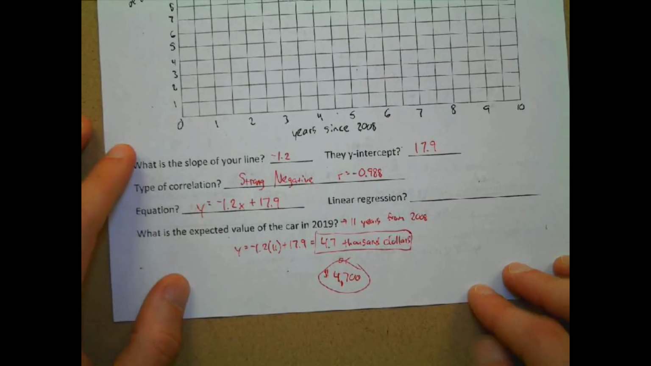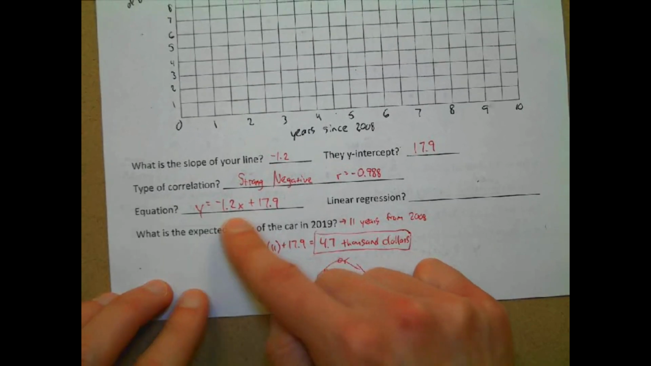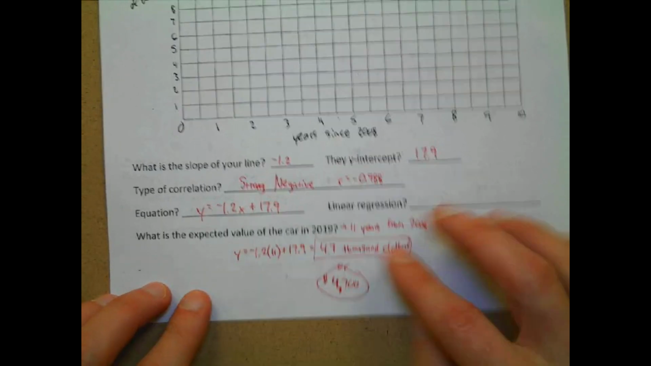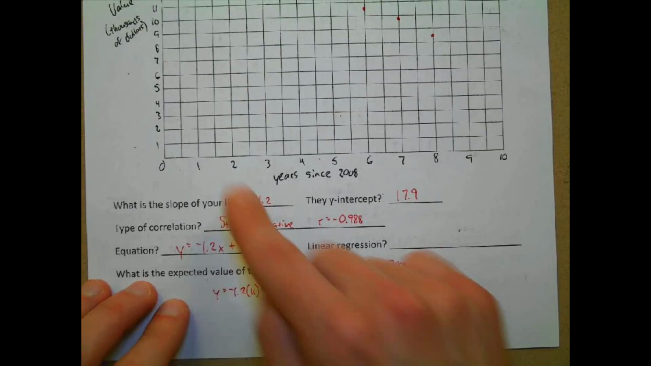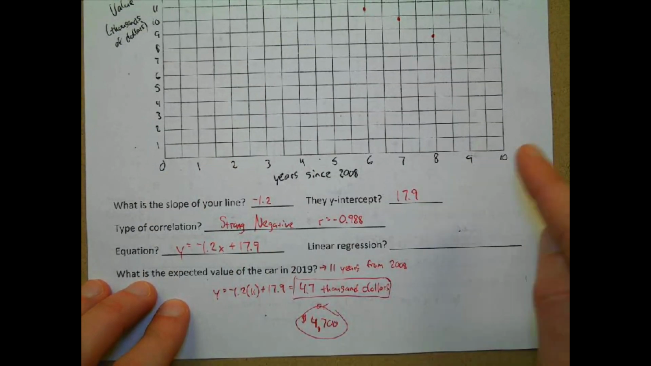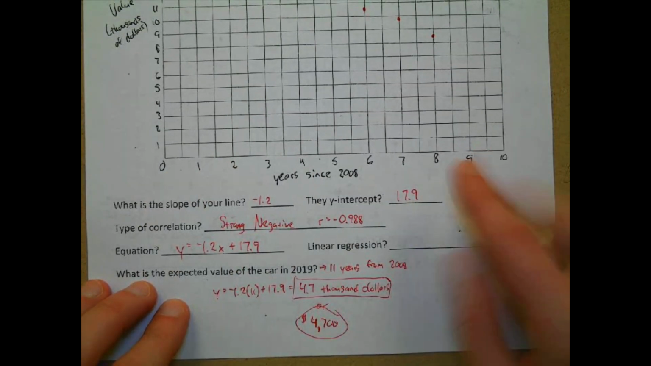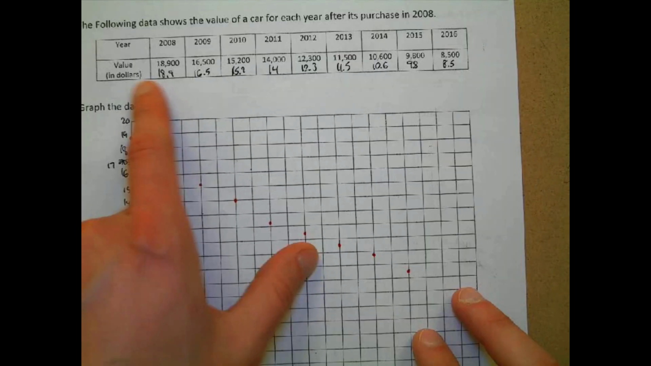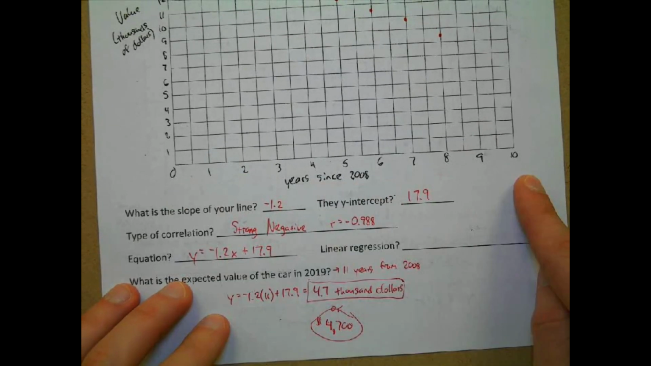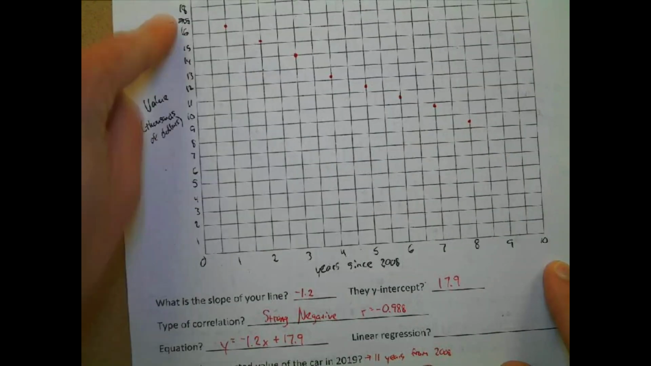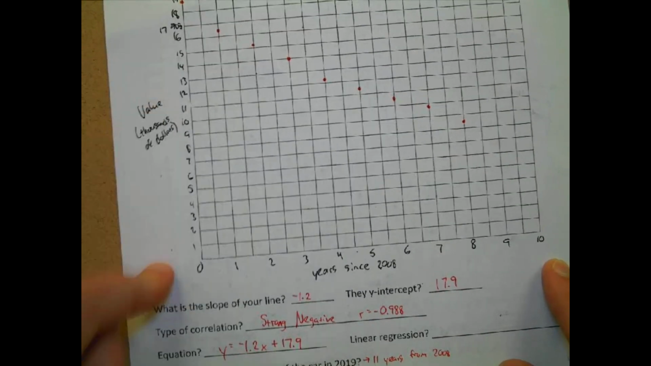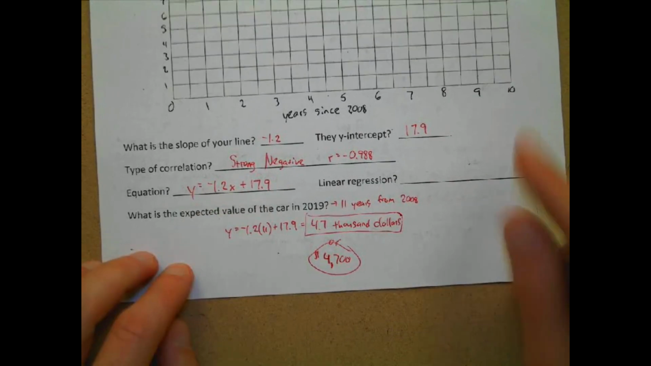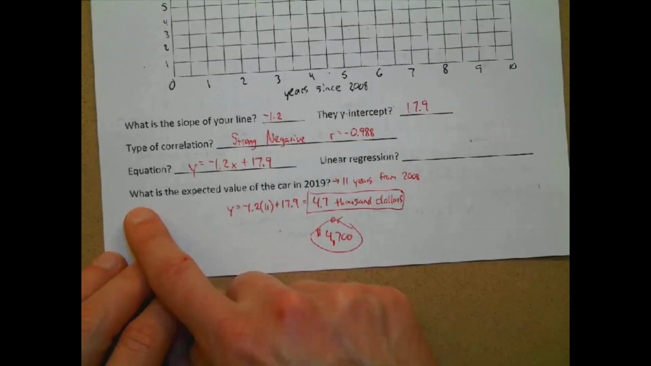Your equation might be a little bit different than mine depending on how you set yours up. I plugged in 0, 1, 2, 3, 4, 5, 6, 7, 8, 9 into my L1, and I plugged the matching values into my L2. I used years since 2008 for my X values and the value of the car in thousands of dollars, and that's what I end up with there. Then what's the expected value of the car in 2019?